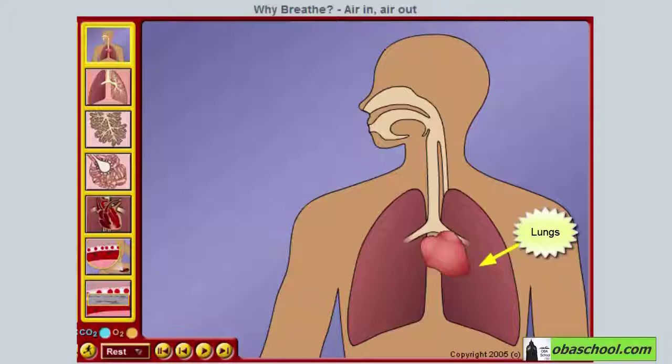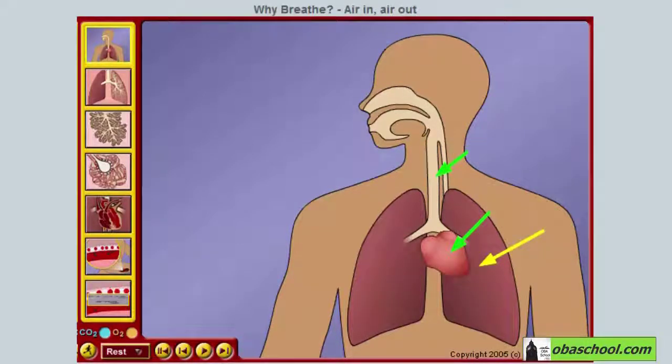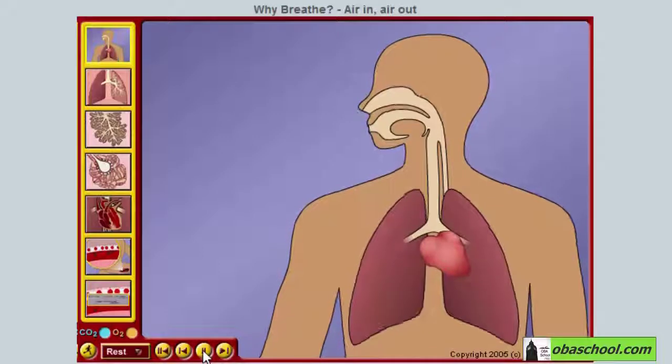Here are the lungs, and here is the heart. Here we have the trachea. They are major organs in the respiratory system. Now let's explain the lungs. We will see in detail how we respire.